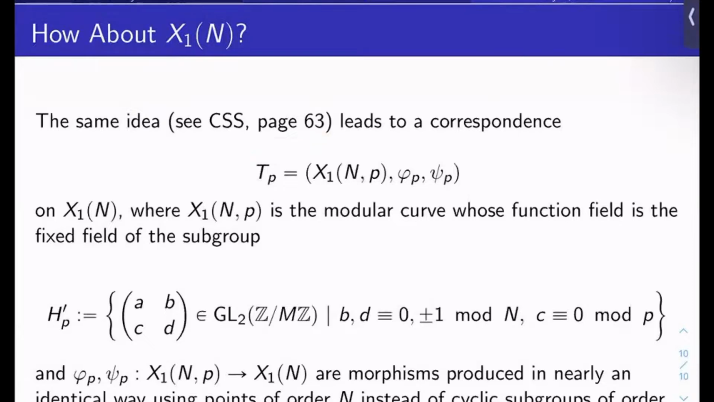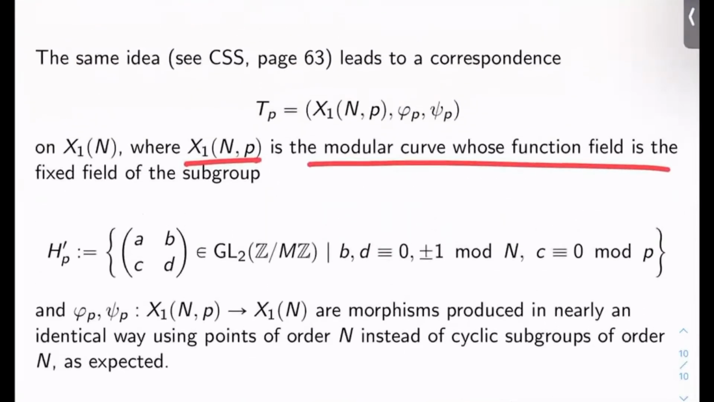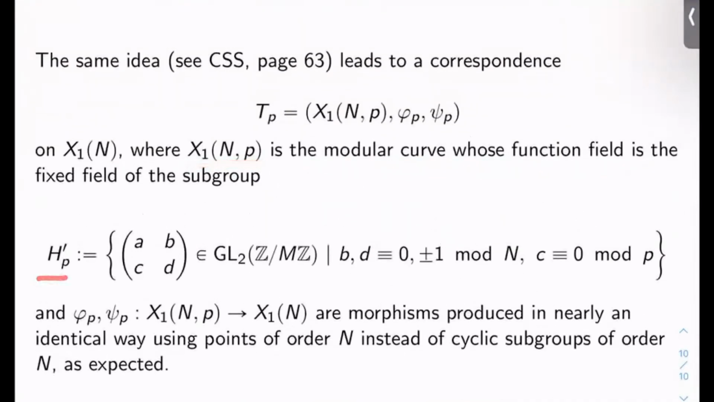You can build a Hecke correspondence, which we'll also call T sub P, given by the triple X_1(Np), phi sub p, psi sub p, on X_1(N), where X_1(Np) is the modular curve whose function field is now the fixed field of the subgroup, which we'll call H prime sub p, which is given by all matrices A, B, C, D in GL2 of Z mod NpZ. This time, though, I don't just want B equals 0 mod N and C equals 0 mod p. I also want D equals plus or minus 1 mod N.